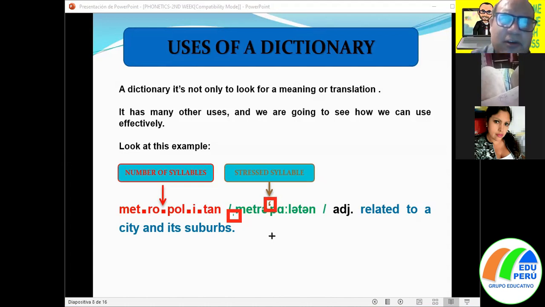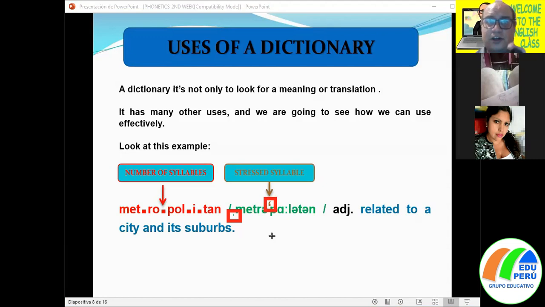And teacher, what about the second, the apostrophe which is down? Oh yeah, the apostrophe which is down is the secondary stress. This is not the main, it is the secondary stress. So as you can see here, there are some words in English that could have two stresses, not just one, as in this word, no?